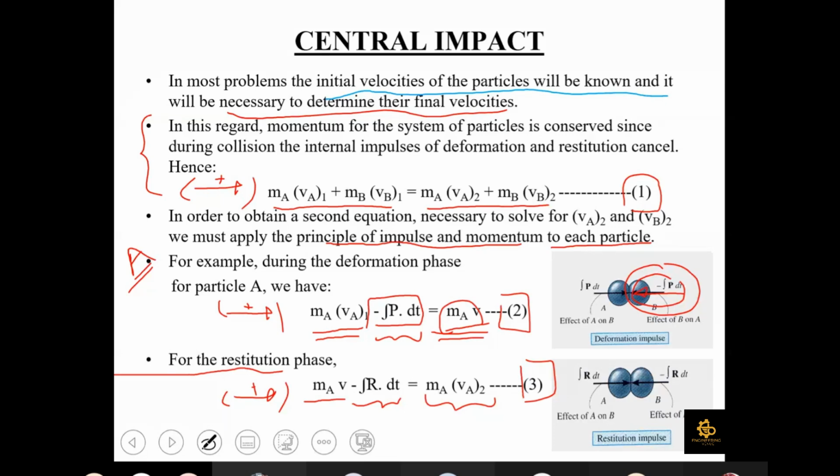In the next step, I have considered particle A alone, and I have applied the principle of impulse and momentum on particle A during the deformation phase, similarly during the restitution phase. So I hope that equation number 2 and 3 are clear to all of you. Yes, sir. Okay?